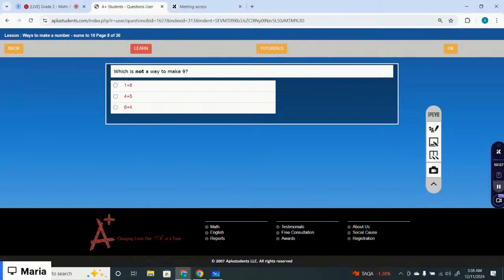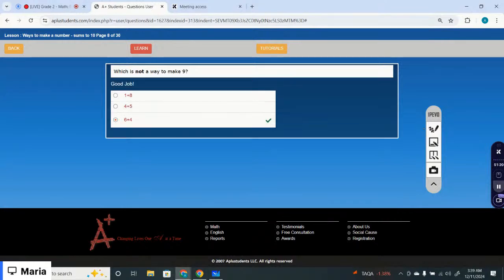Which is not a way to make 9? Which is the correct option? You don't have to make 9, right? So you need to add them and see which one is not a way to make 9. Option number 3 is the correct option. That is 6 plus 4.